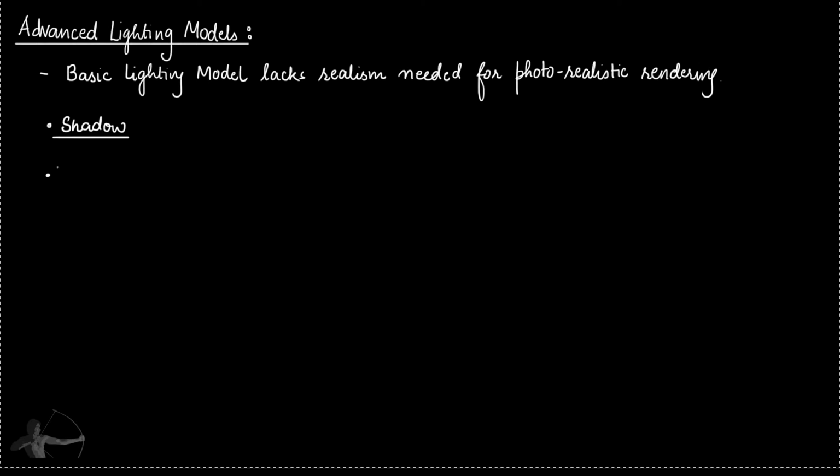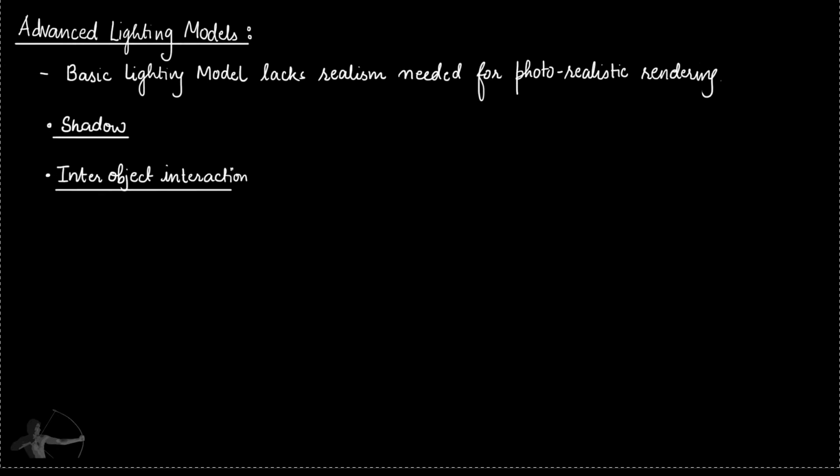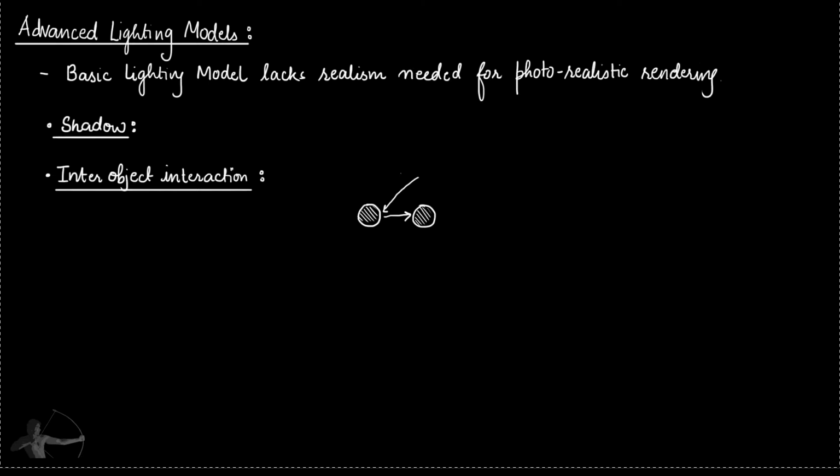Another thing that we lacked was inter-object interaction. The basic lighting model also lacks inter-object interaction, as there is no real calculation of light bouncing from one object and coming onto another. We hacked the bounce light by using the ambient light constant, which uniformly lit the scene from all directions. The third thing that it lacked was energy balance.